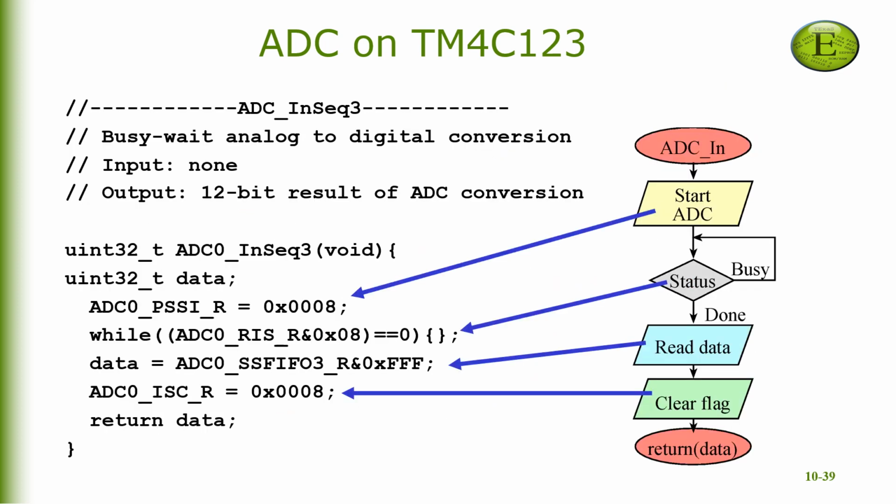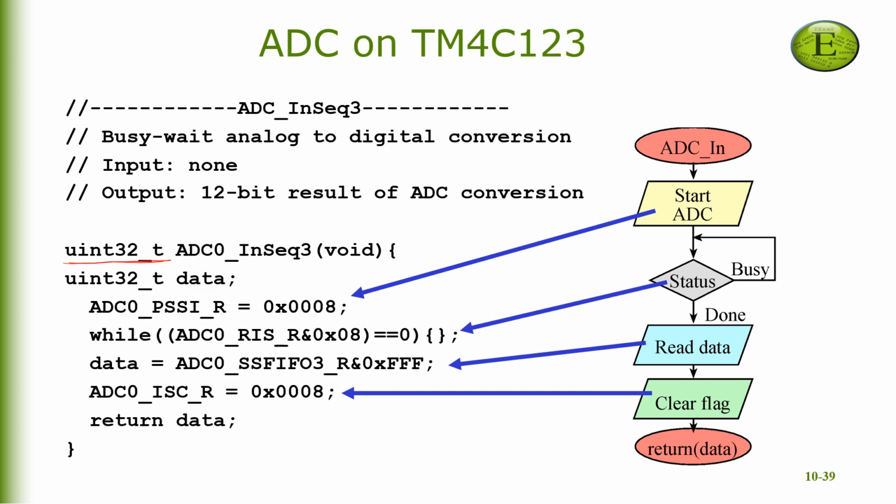So here is the routine called ADC0_InSeq3, whose input is void and the output is a 32-bit unsigned integer. That's essentially the output of the ADC to be stored in a 32-bit register, although only the 12 least significant bits carry the result. Inside this routine we have a variable data that is going to be returned, that is going to carry the output of the ADC, but we need to look at how the data is going to be updated.